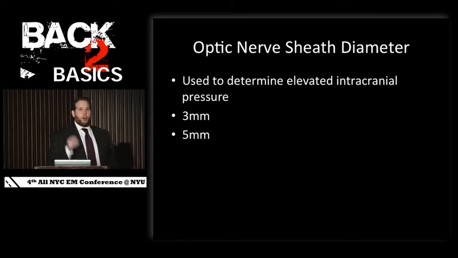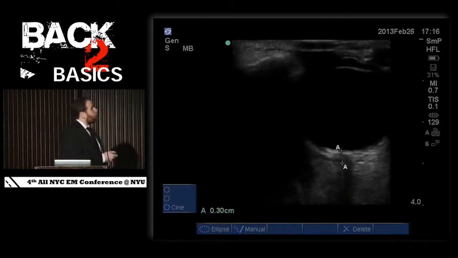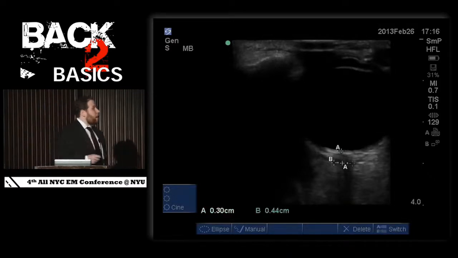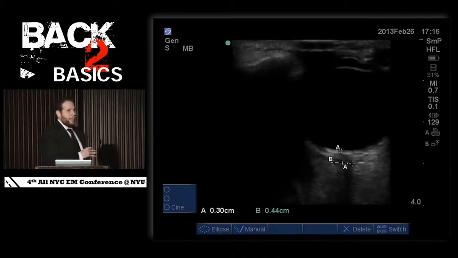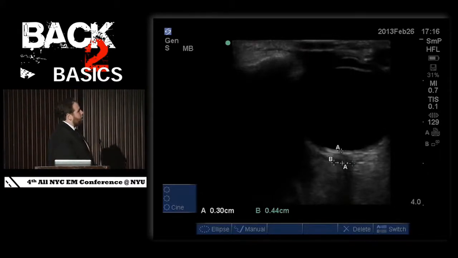And the numbers to remember are 3 and 5. So what does that mean? You have your ultrasound, and then you have your posterior chamber, but you see the optic nerve. What you do is you measure 3 millimeters back into the optic nerve, and then you measure across. That number in both eyes should be greater than 5 millimeters if you're thinking of elevated intracranial pressure. In a normal person, it should be less than 5 millimeters. So this is my eye again, and thankfully I don't have elevated intracranial pressure. So it is, you can see, less than 5 millimeters.